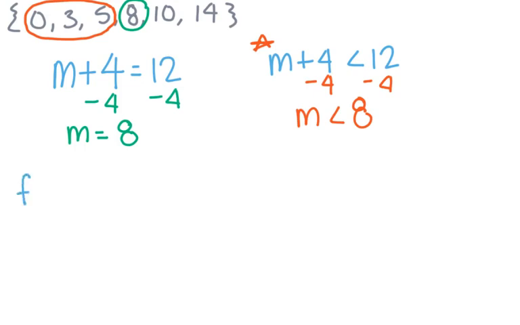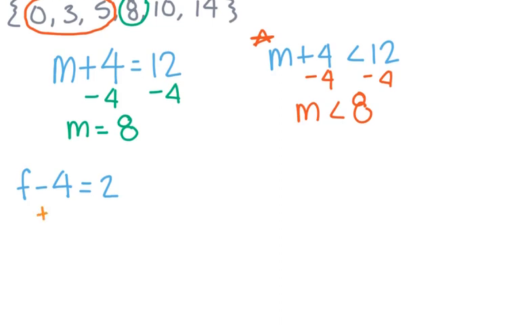Now we have f minus 4 is equal to 2. So we have to solve for f, so we're going to do the opposite of subtraction. So we're going to be adding 4 to each side. So f is equal to 6. And if we look at our data set, we don't see that there's a 6 in it. So none of the numbers in this set will result in a true number sentence. And our last one is f minus 4 is greater than 2.